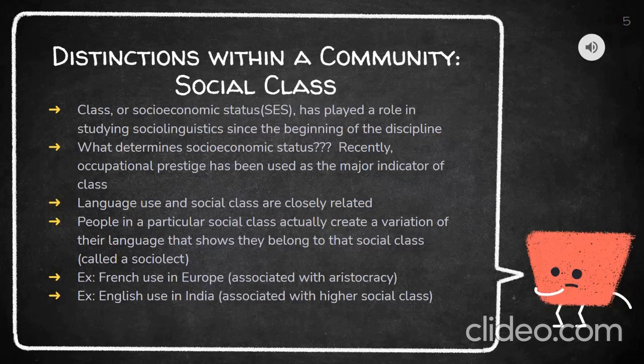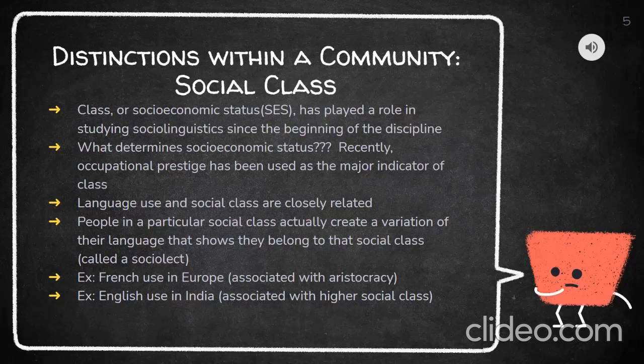So language use and social class are closely related. We often listen to the way people speak or sign to determine which class they are in, like their pronunciation or which sociolect they use. It's a strong indicator that we use to judge someone else's class. That being said, people in a particular social class actually create a variation of their language that shows that they belong to that social class, which is called a sociolect.